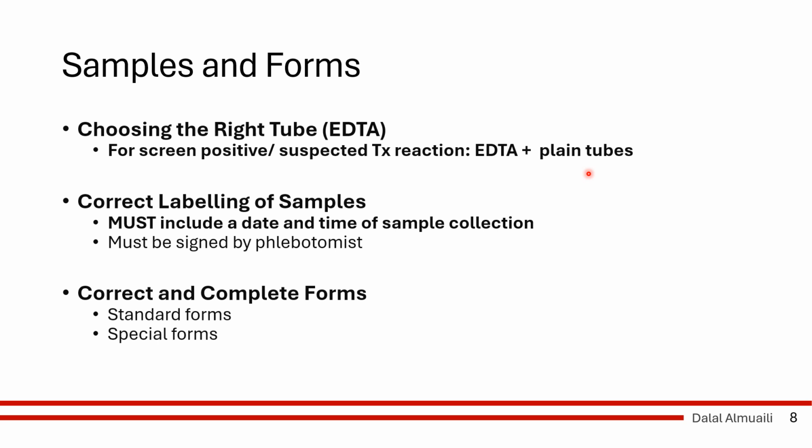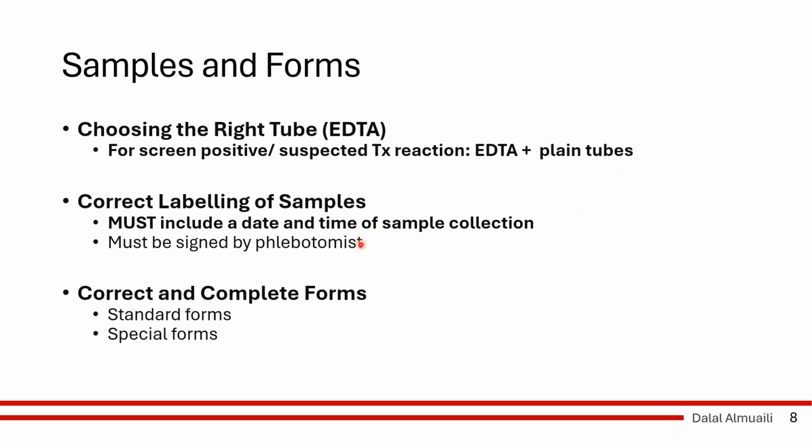So as a tip, if you are a nurse collecting samples and you already know that the patient has antibodies, for example, some patients are aware of this and they will tell you, I have antibodies, then it might be worth collecting both the EDTA and the plain tubes together. This way you save yourself time and you save the patient from having to go through the process twice.